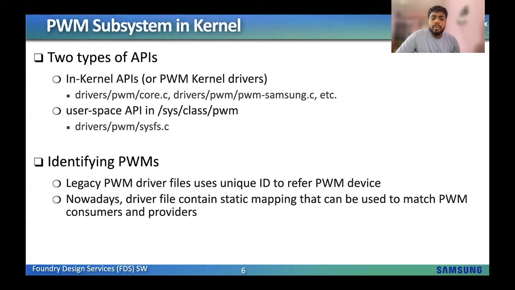Okay. Now, before moving to the driver implementation part, we need to take a look at a small topic called identifying PWM. Basically, this topic is related to how we do the device driver binding of PWM devices during the probe. There are two ways of doing so. The legacy approach is using a unique ID which refers to the PWM device, and we try to match this unique ID present within the board files or the DT files, and we do the device driver binding using that. The other approach, which is the one currently being used, is that the driver files contain some kind of static mapping. This helps us match the PWM device and driver and do the device driver binding.